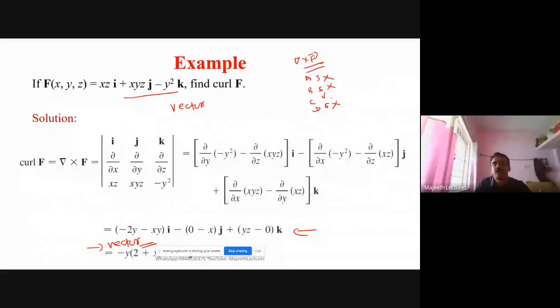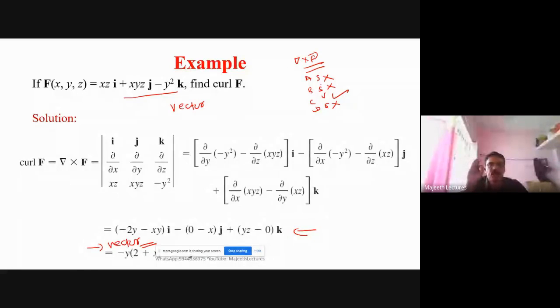Just take this as an answer. No need to do the problem, right? So this is the way we can find the curl of a vector. Hope you know how to find this. But in the exam, please remember they won't ask you to perform all this mathematics. There must be some twist in the answer.